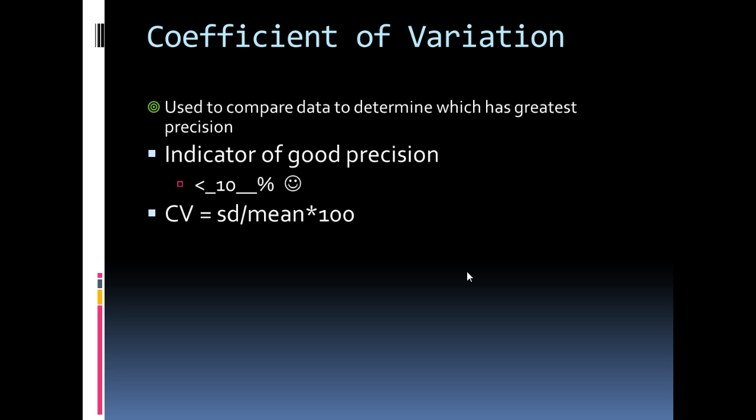The coefficient of variation sometimes is used to compare data. For example, if we're looking at two different chemistry analyzers and we're trying to decide which one is the most accurate and has the best precision, mostly precision, we would look at the coefficient of variation. What we would do is take the standard deviation divided by the mean times 100, and an indicator of good precision would be less than 10%.